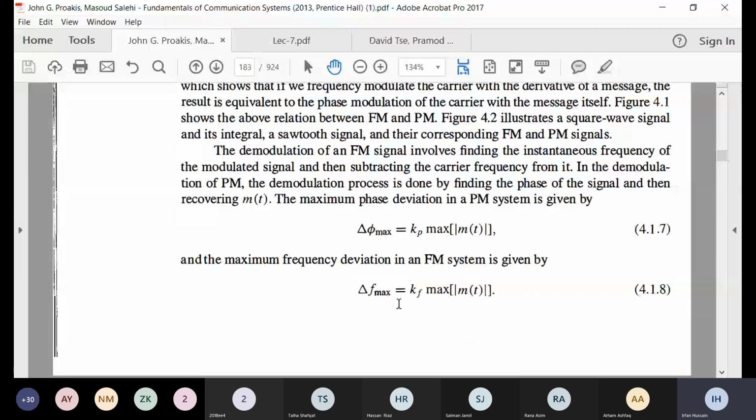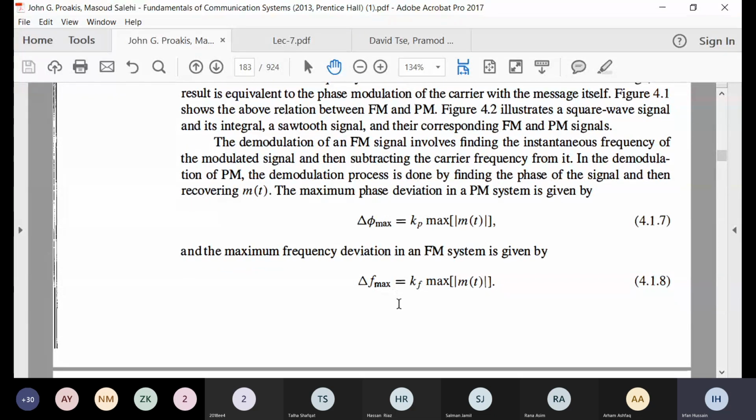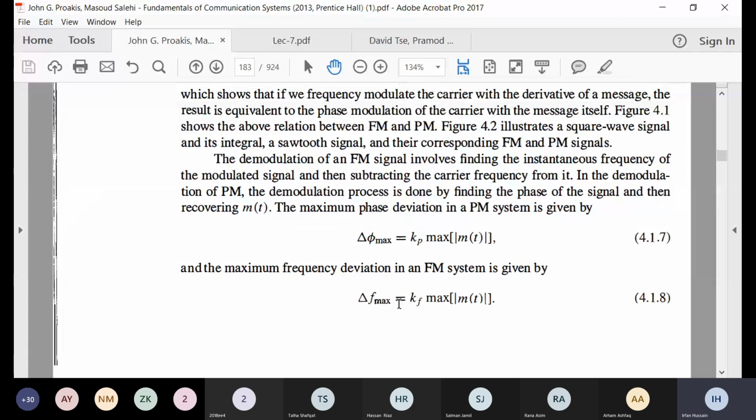So demodulation of an FM signal involves finding the instantaneous frequency, while in demodulation of a PM signal, we find the phase of the signal. Once we find the phase, we can get m(t). Once we get the instantaneous frequency, then subtracting the carrier, you get the deviation, then you can get back the m(t) signal. So the maximum deviation for phase will be given as follows.